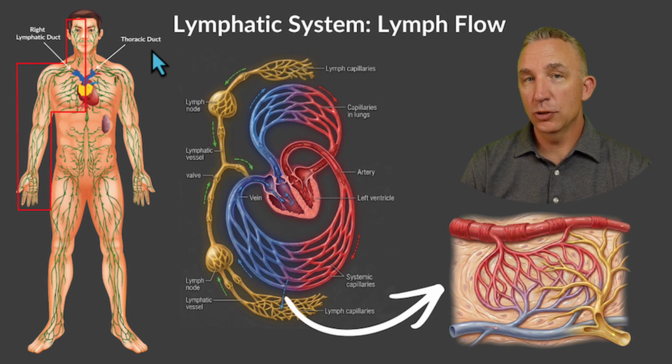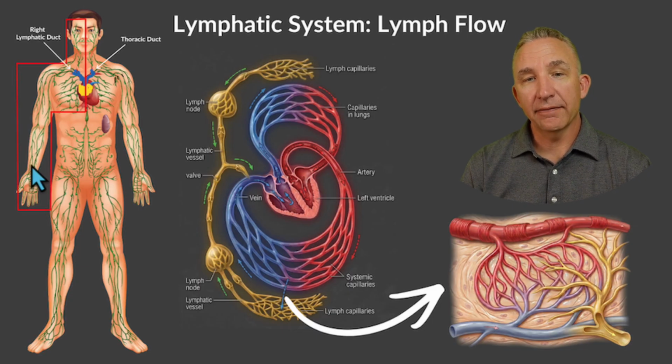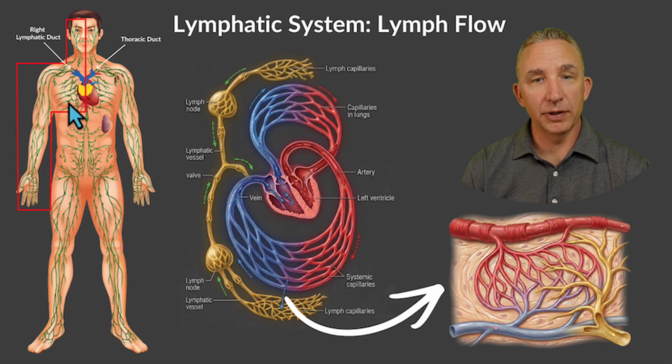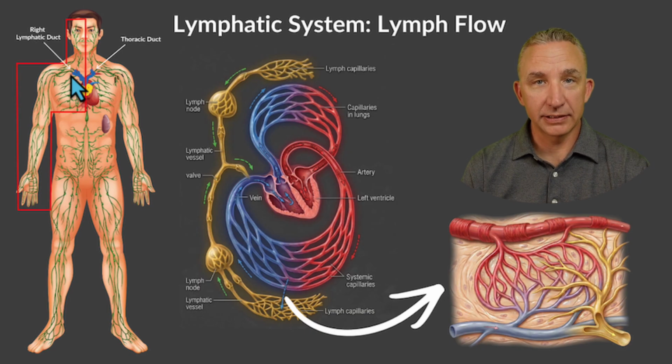These are my 2 primary collection points to put it back into the cardiovascular system. Anything in this red area, this red box area, I'm going to take everything that's collected from the right arm above my diaphragm, the right thoracic area, and then my right side of the head. All of this is going to collect into the right lymphatic duct.